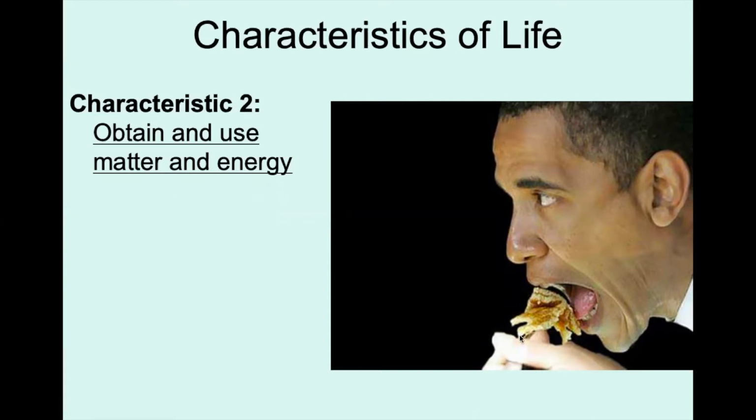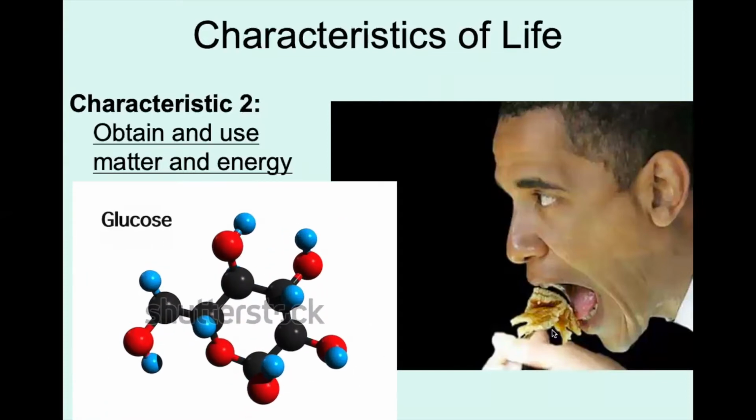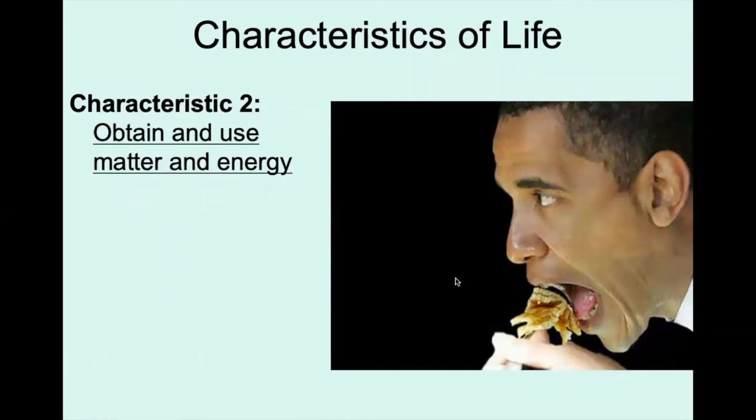This man is obtaining matter from the pancakes he's eating. And inside those pancakes are carbohydrates, which is a special molecule that has energy. So he is eating matter to get energy. All living things have to do that. Not necessarily eat, but get material into their body so they can have energy and nutrients and other things.